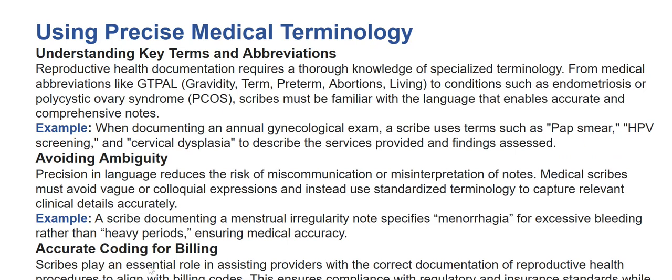Accurate coding for billing. Scribes play an essential role in assisting providers with the correct documentation of reproductive health procedures to align with billing codes. This ensures compliance with regulatory and insurance standards while supporting appropriate reimbursement. Example: for a patient undergoing IVF guidance, the scribe includes all coded procedures from ultrasound monitoring to fertility evaluations, facilitating accurate billing.